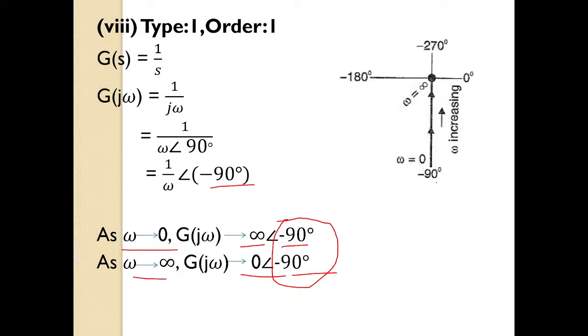Since the angle is same, the polar plot will start from minus 90. It will be on the minus 90 degree axis, that's it. So it will start from the end of the minus 90 axis and it will stop at the origin of the minus 90 axis. So this is the plot for type 1 order 1 system.